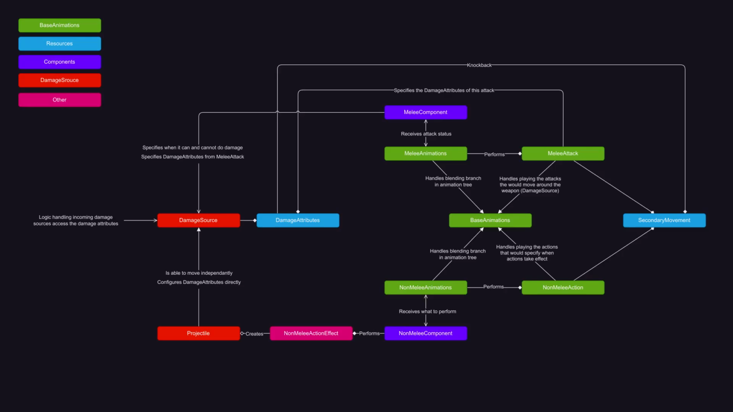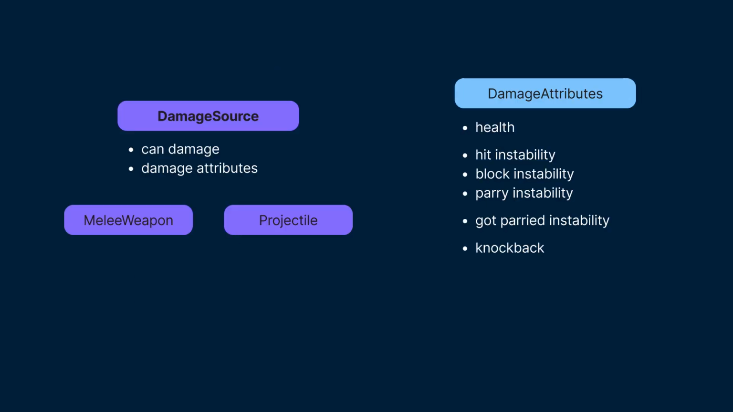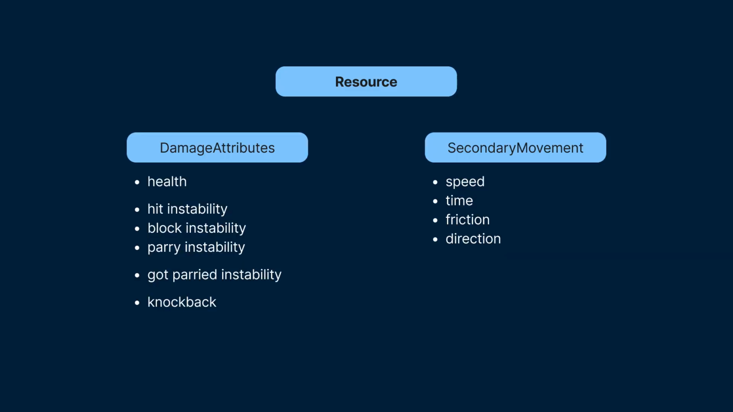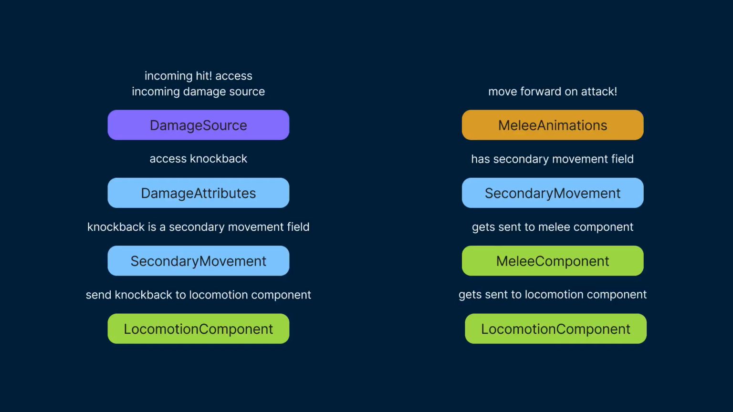I created 2 new resources, a damage attributes resource and a secondary movement resource. Weapons and projectiles are damage sources, so they both now have a damage attributes field. In a damage attributes resource, the knockback field is a secondary movement resource. I then refactored my locomotion component to use this resource for any secondary movement. So, knockback and movement during the attack can be configured through this.